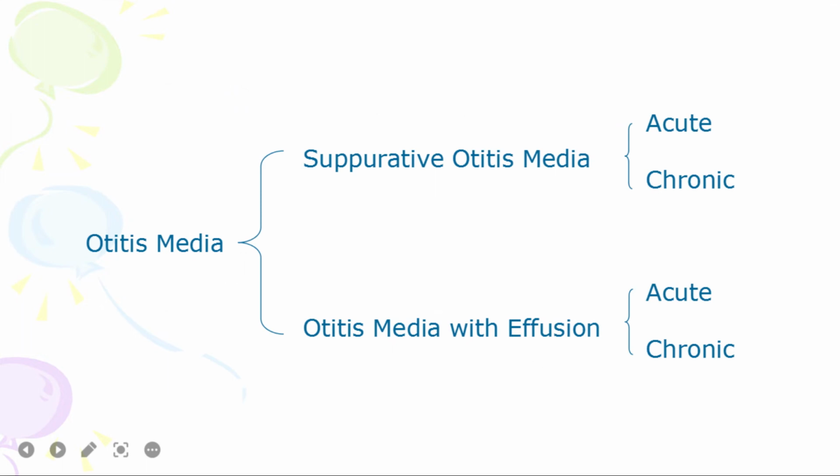Otitis media is stratified into two distinct categories: acute otitis media and otitis media with effusion. The most common bacterial pathogens that cause acute otitis media are Streptococcus pneumoniae, Haemophilus influenzae, and Moraxella catarrhalis. And otitis media with effusion is defined as the presence of a middle ear effusion for 3 months or more.